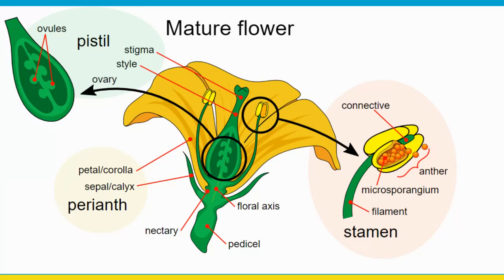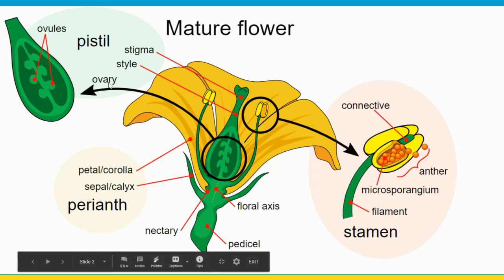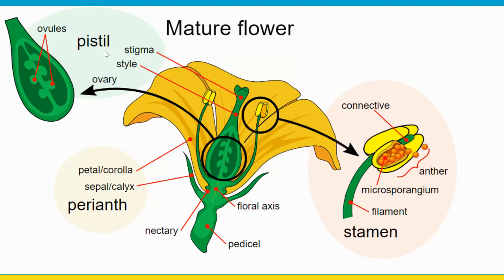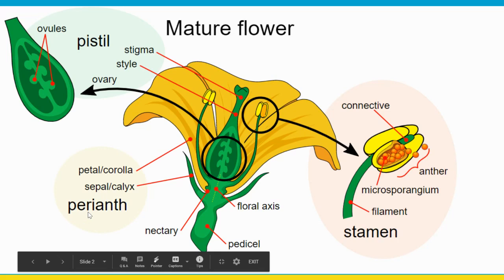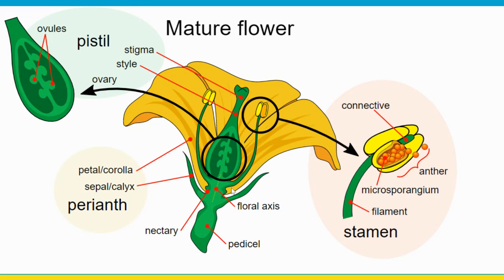This is a diagram of a flower. We have three major parts: the pistil, which is the part of the flower that holds the female sex cells. This is the pistil here. Over here, we have the stamen. This is the part of the plant that holds the male sex cells. And we have the perianth, which means around the flower. This is the petals and the sepals, which are the leaves that surround the flower.